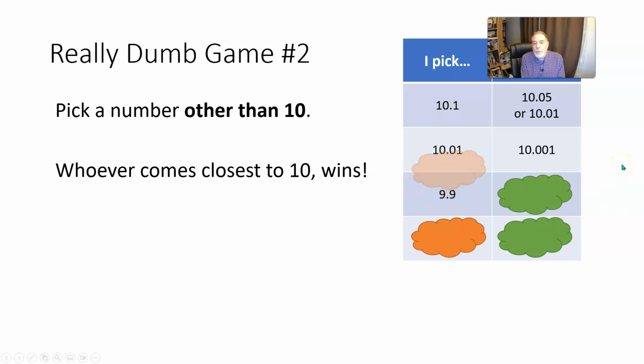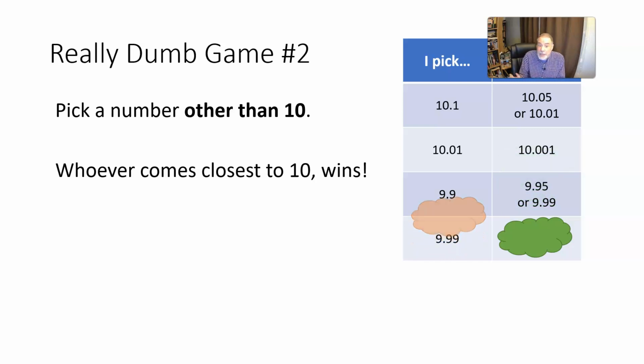If I went low, picked a number that was a little bit less than 10, like 9.9, you can still find something that's between that and 10, like 9.95 or 9.99. If I pick 9.99, you could pick 9.999. So between any two real numbers, you can always find more numbers between them. So whatever I pick, you can always find something between my pick and 10, and you can be closer to 10 than I am. So there's no such thing as a number that's closer to 10 than any other number unless you count 10 itself.